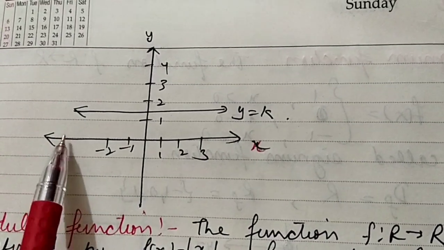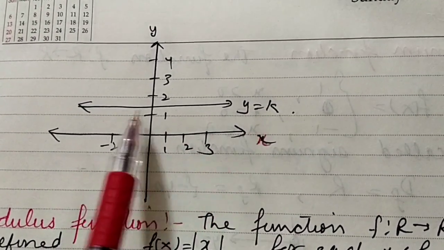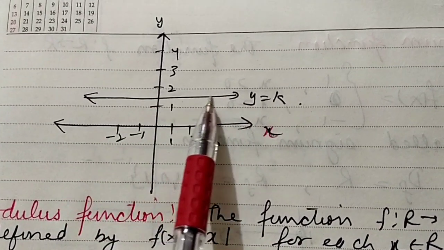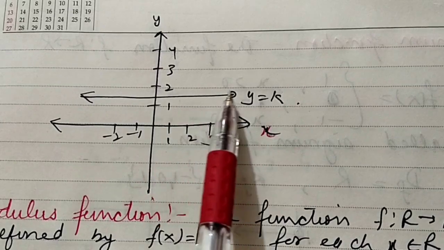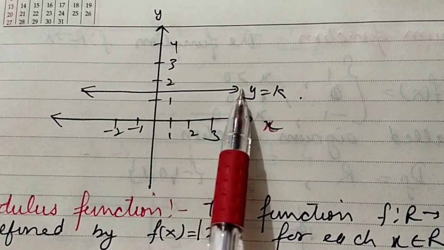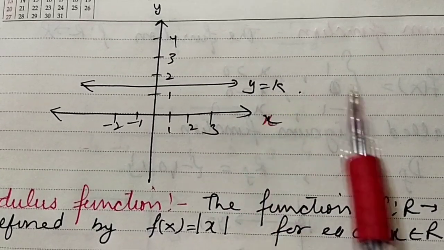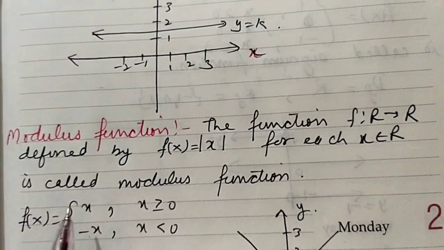The graph of the constant function is, when x has any value you will get only one value of y, as k. So the graph of this constant function is a line parallel to the x-axis. For any value of x, y is always k, or any other constant number you can say. So this is the graph of the constant function.